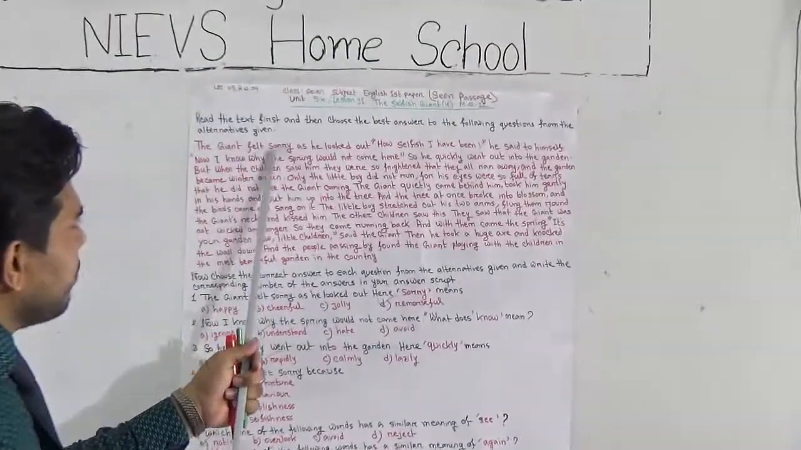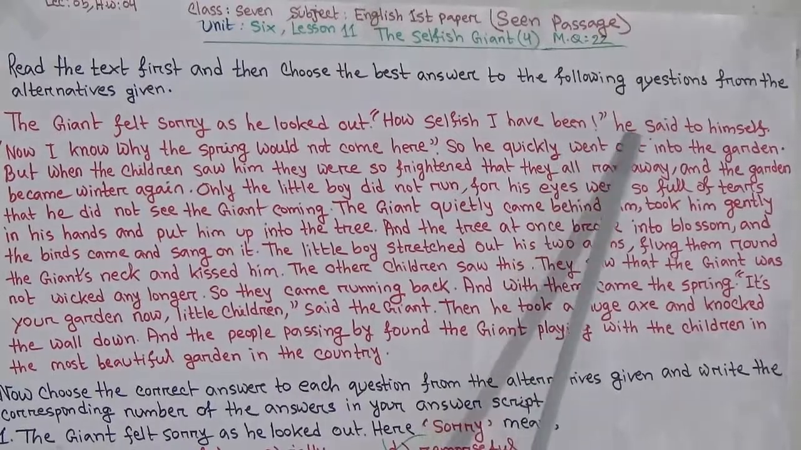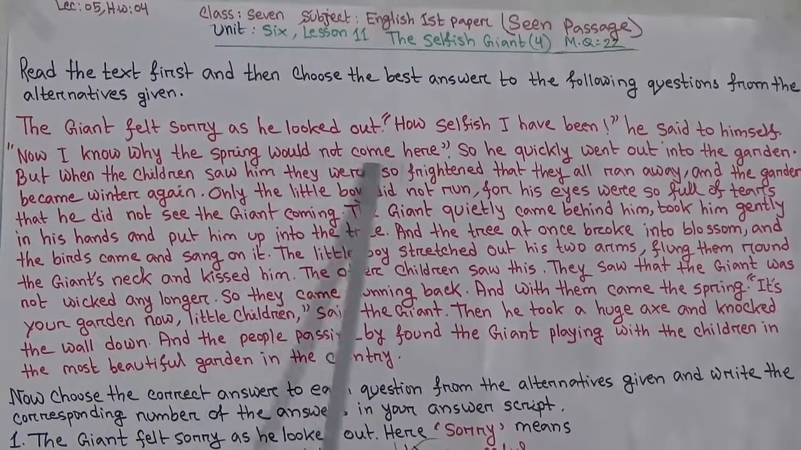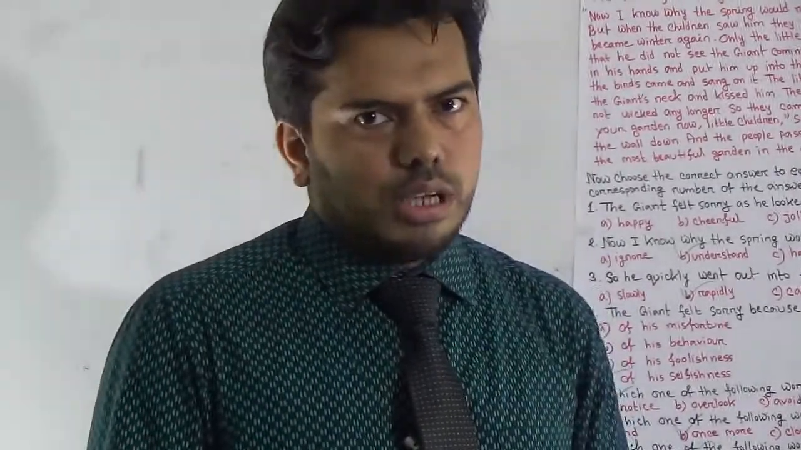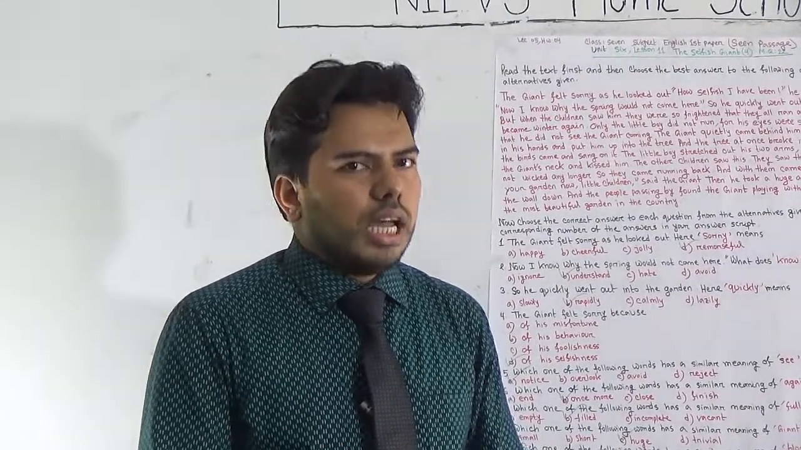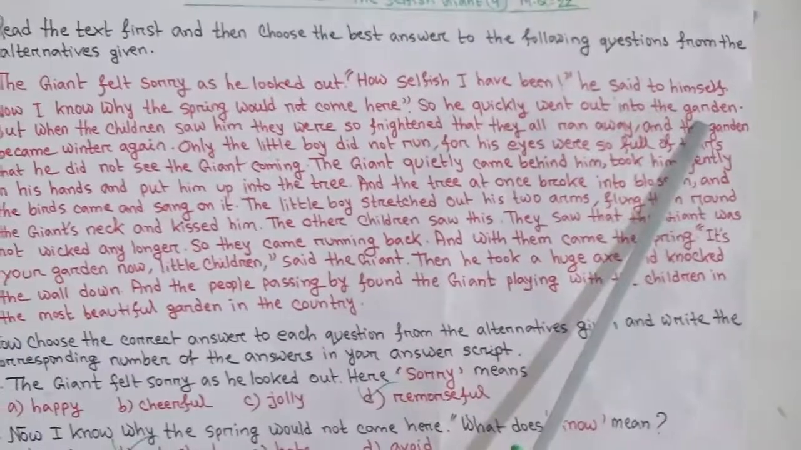The giant felt sorry as he looked out. How selfish I have been, he said to himself. Now I know why the spring wouldn't come here. He realized his selfish activities. Why didn't spring come into his garden? He had realized. So he quickly went out into the garden.